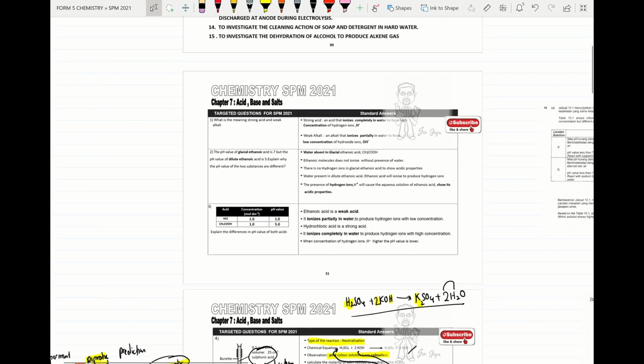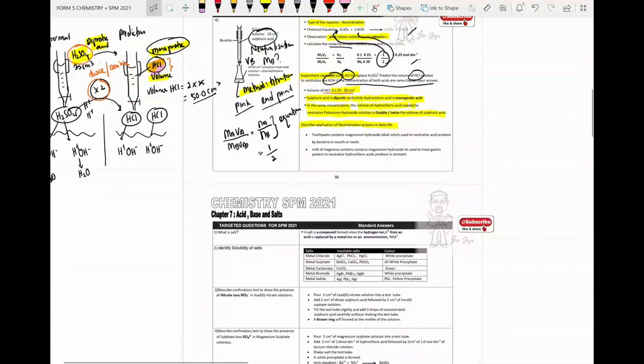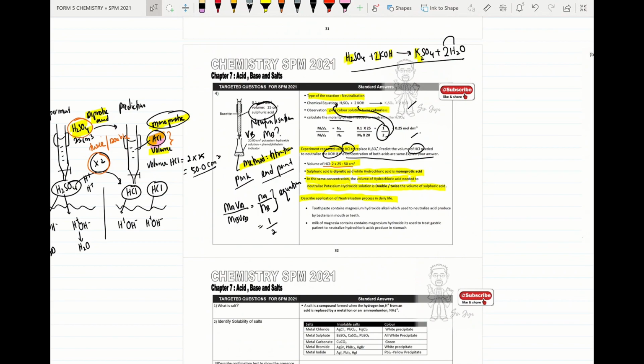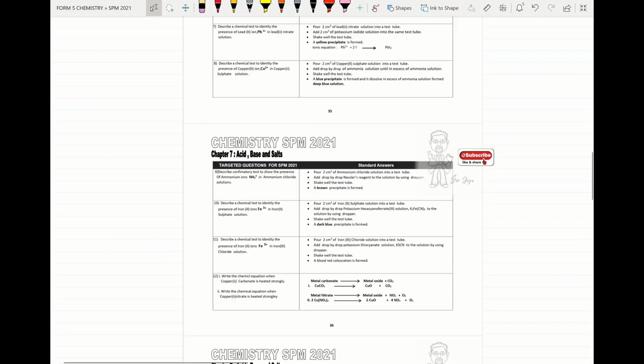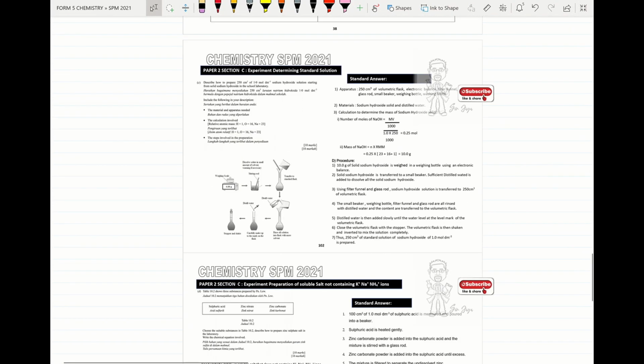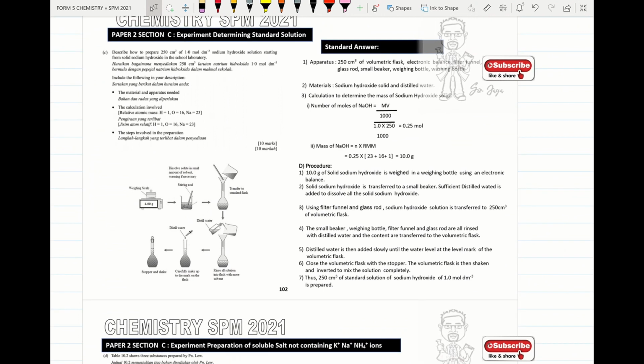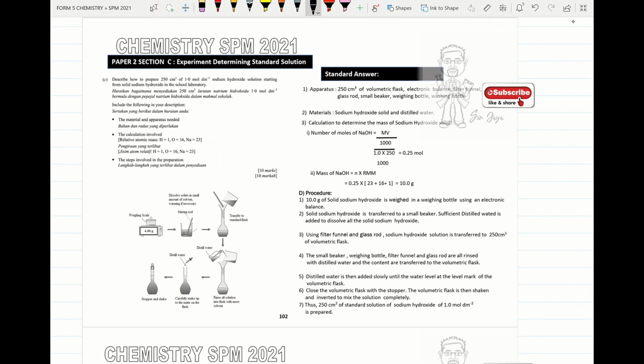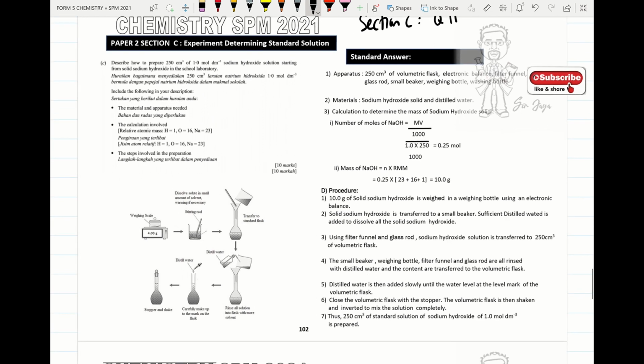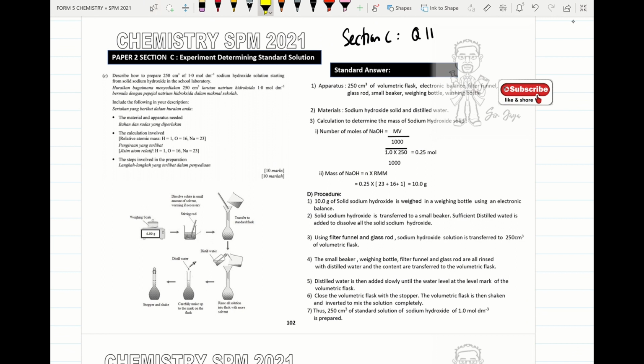All right, these are the essay questions expected to come out for the titration and neutralization process. And please remember, the essay question will be preparation of a standard solution. Look at the essay question. This one can come out in Section C, question number 11. All right, so this essay question is very important, preparation of standard solution. During the preparation of a standard solution, we prepare a solution with known concentration and volume.